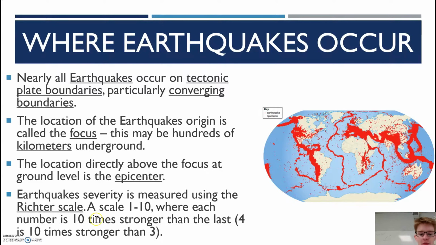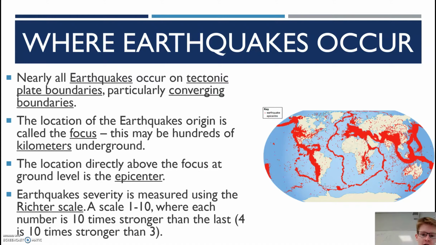Earthquakes are also measured in severity with the Richter scale, a scale of 1 to 10, with 1 being a really weak earthquake, 2 is 10 times stronger than 1, 3 is 10 times stronger than 2, 4 is 10 times stronger than 3. So basically, you don't want to get anywhere near 5 or up. That's pretty dangerous.